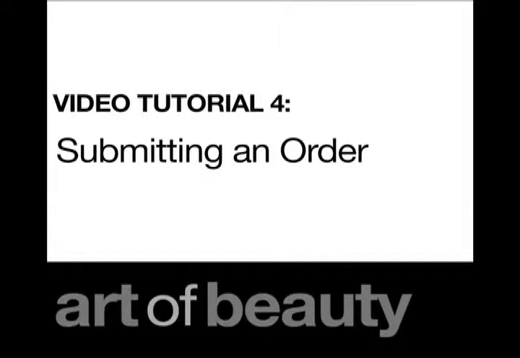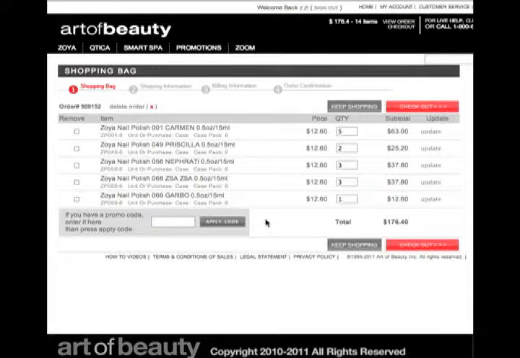Video tutorial number 4, Submitting an Order. Once you have reviewed and finalized your order, you are ready to submit it. Submitting the order automatically checks the credit status of the account, then sends the order to the warehouse for inventory allocation, picking, and then shipping. If there are any payment or credit issues, you will be notified. Let's submit this sample order.